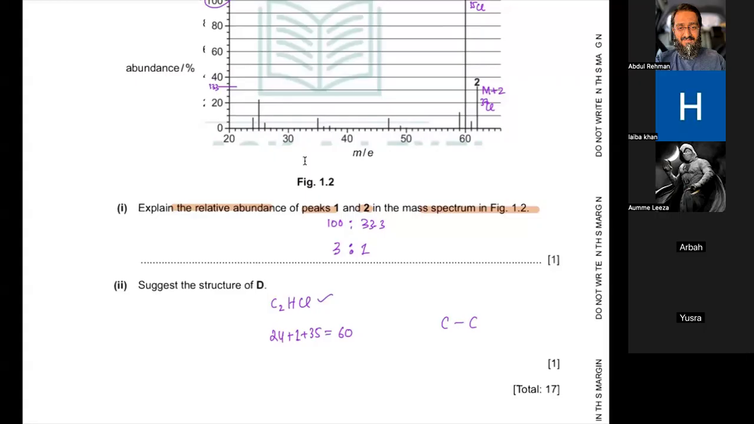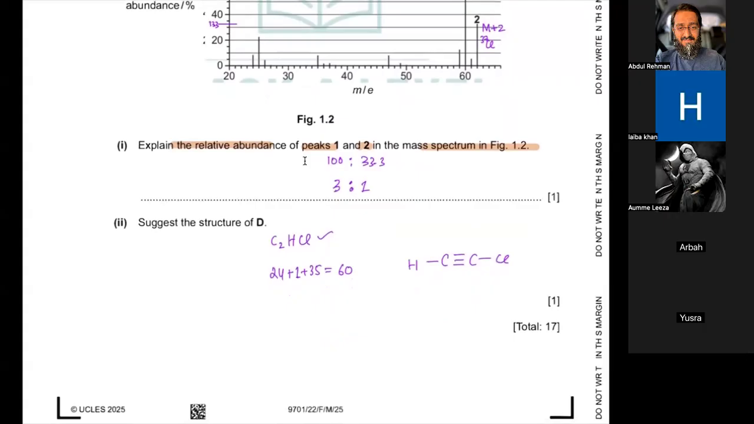In this case, there are two carbons, and we know each carbon makes four bonds, and there are two more atoms. So it means there is a triple bond between the two carbon atoms. One carbon is bonded to a chlorine, and the other carbon is bonded to the hydrogen. So that is the structure of D. Is this clear to all of you? Yes.